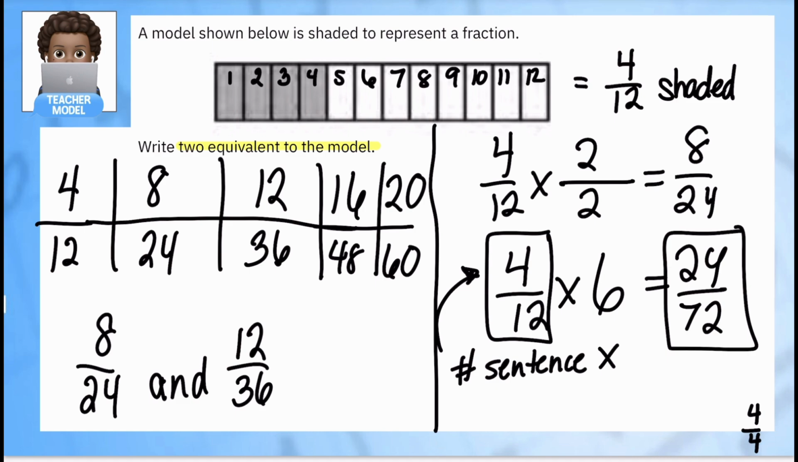So just make sure that as you're expressing it, the value you're multiplying by is a 1, meaning it has to have the same numerator and denominator.